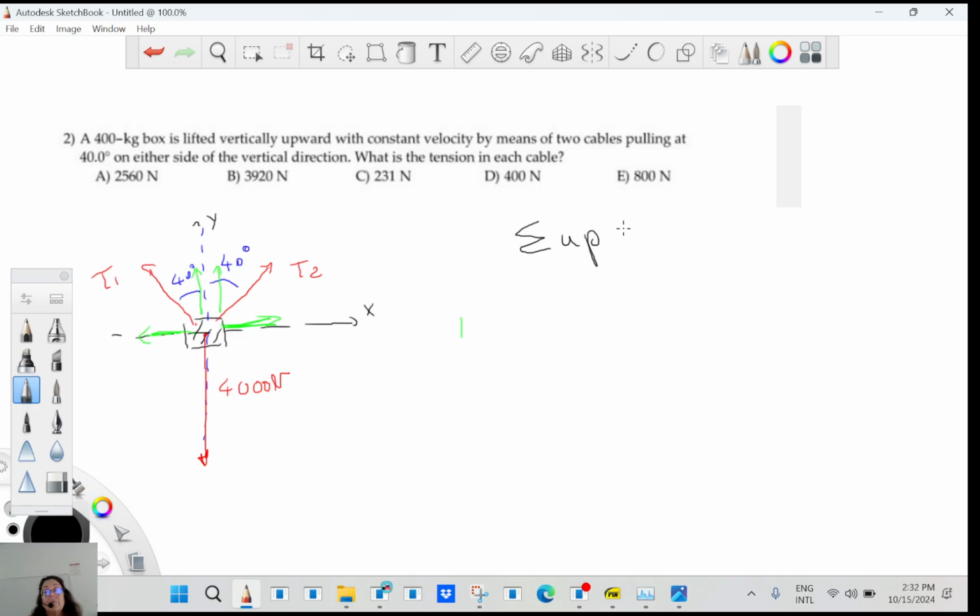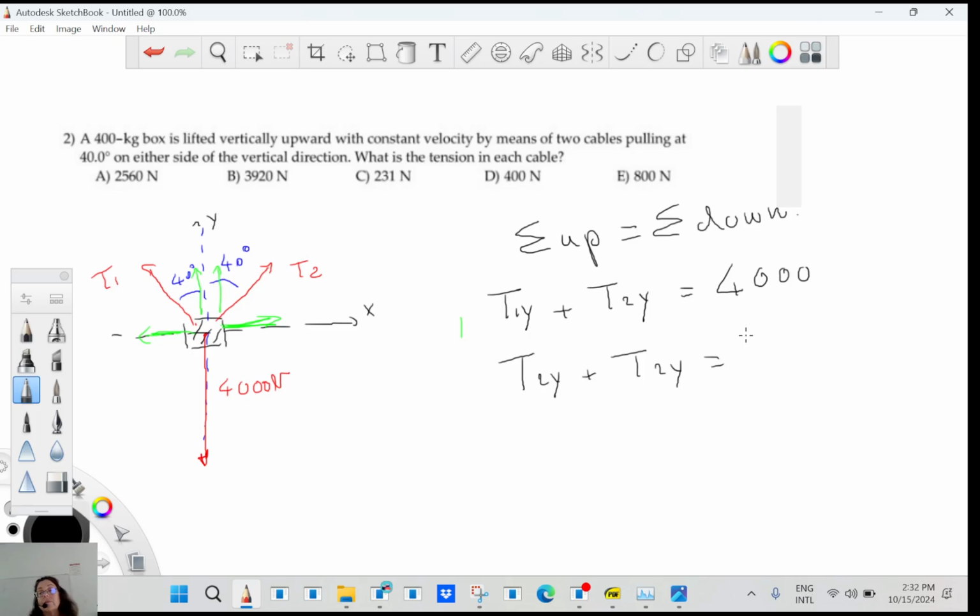So you can say everything up equals everything down. So what do you have up? What is pulling up? Tension. The tension, but the y component of the tension, right? So you have, for example, the y component of T1 plus the y component of T2, only in magnitude. Forget about the sign. When you use this way, you only do magnitude. And what's down? 4,000. Do you all agree? Now, second thing I know, the tension will be the same. They are going to be equal to each other. So instead, I can write T2y plus T2y, which is easier because we are in the first quadrant, equals 4,000.